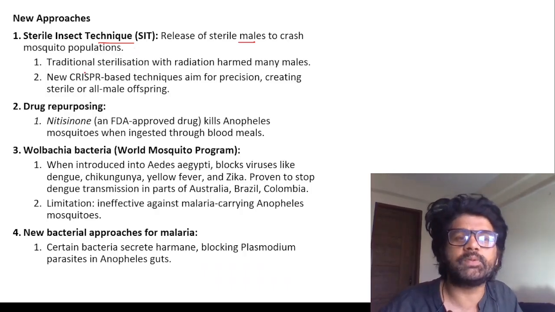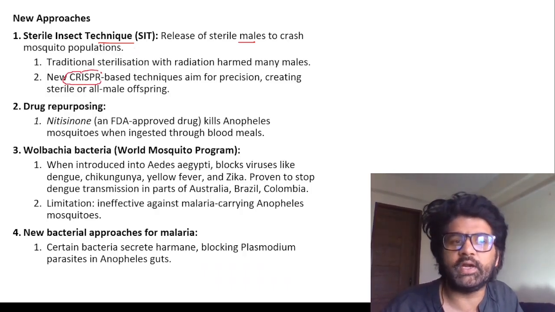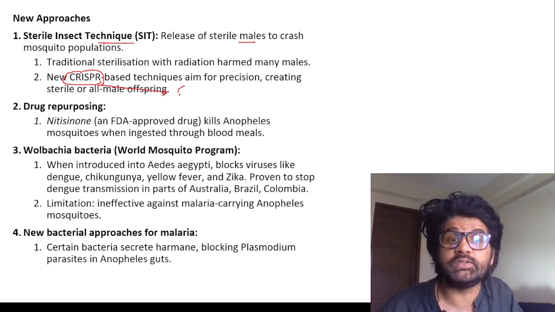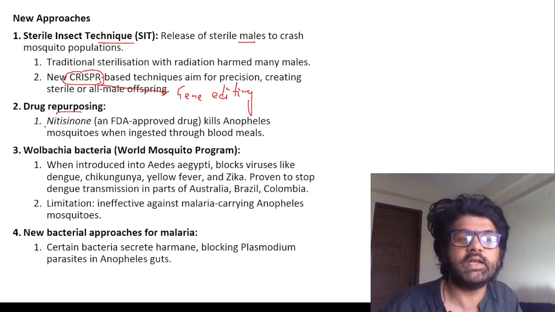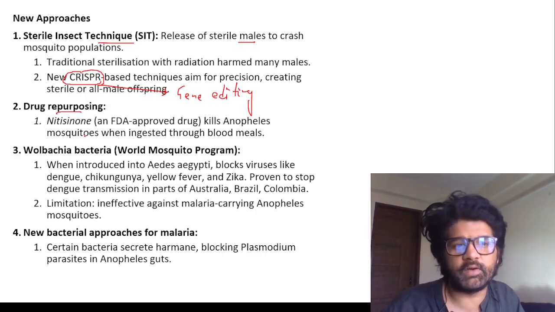Remember it. CRISPR-based technique. UPSC has already asked a PYQ on CRISPR. What is it? It's a gene editing technology, CRISPR Cas9. Then drug repurposing. There is a drug called nitisinone which kills Anopheles mosquitoes.